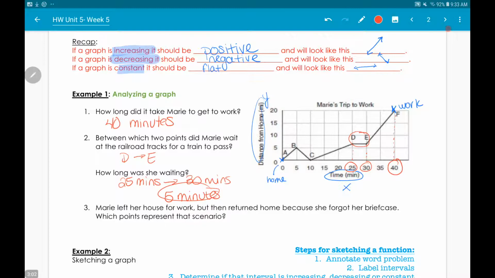Maria left her house, but then returned home because she forgot her briefcase. Which point represents that scenario? Let's think about that. She was going away from her home, so her distance was increasing. Increasing away from home. And then she forgot it, so she had to go back home, so her distance was decreasing. What part of the graph shows an increasing, then decreasing? That is at this point right here, from A to B to C.